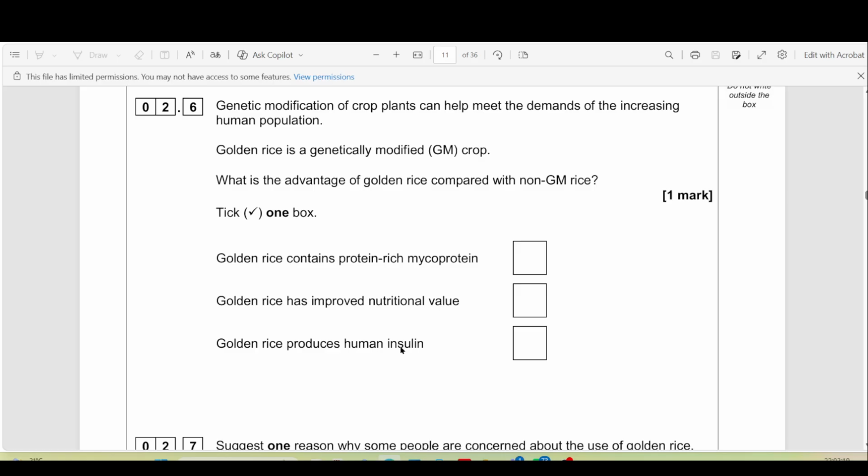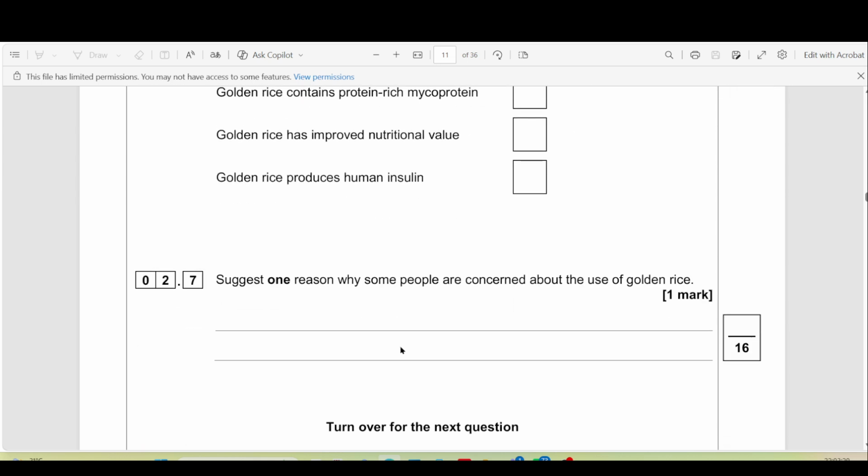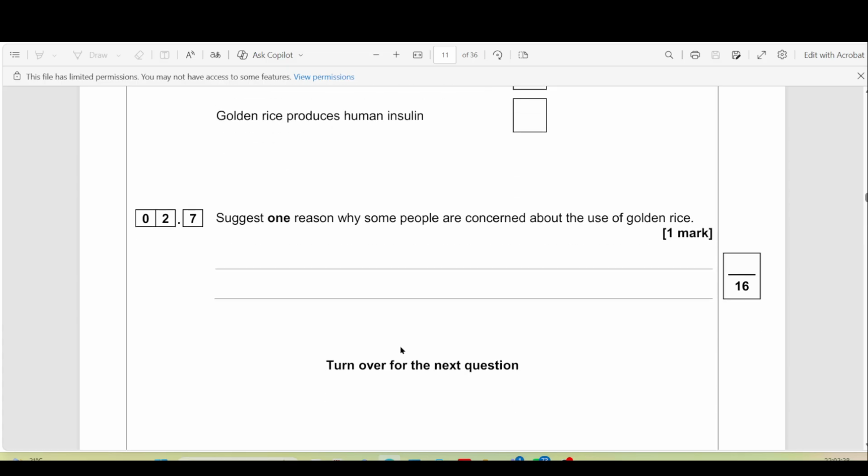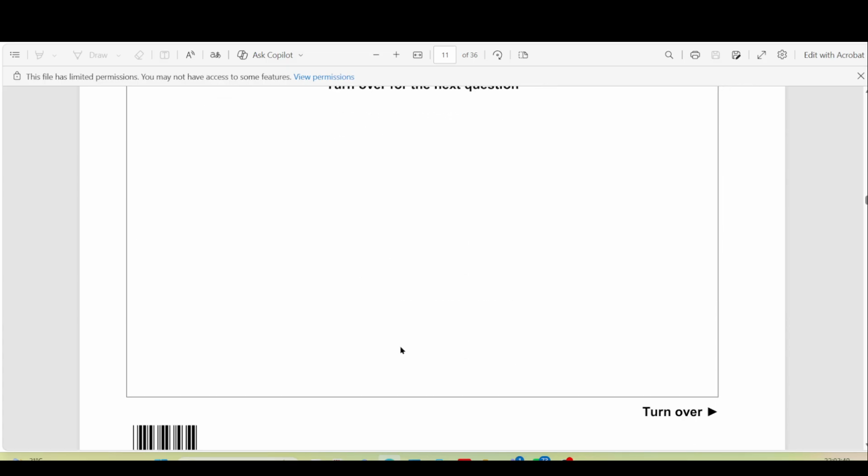Give one reason why some people are concerned about the use of golden rice. It is not natural. It is also unethical. It may enter other species, or reduce traditional wild rice, or reduce biodiversity. Okay, you can write any one reason.